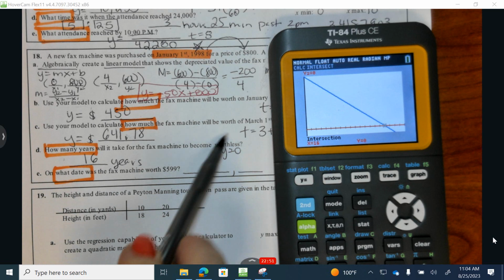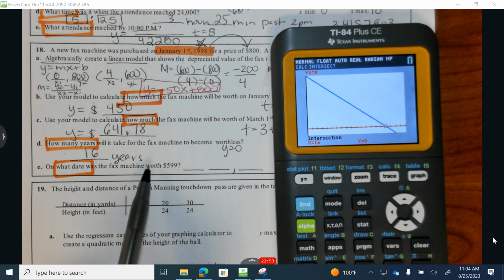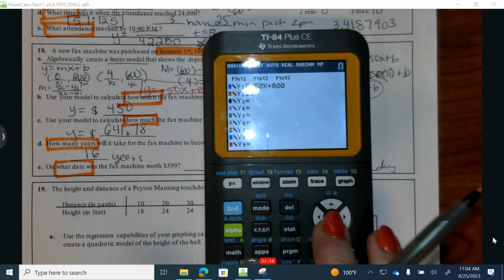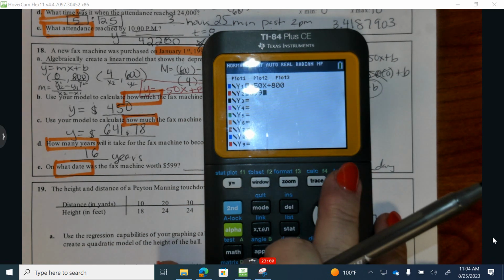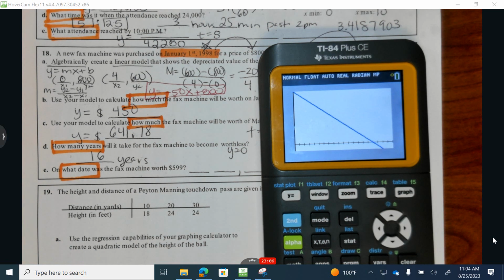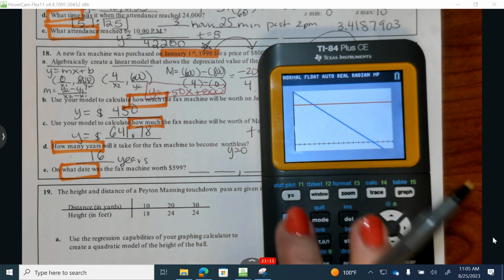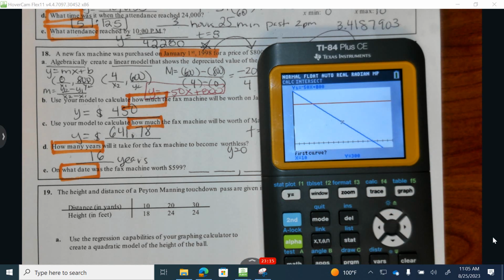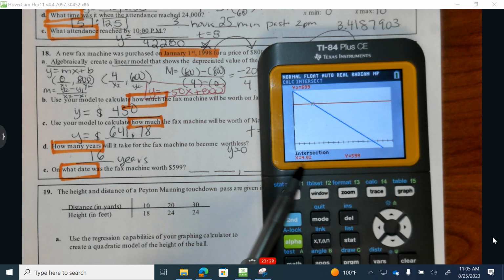So just like we asked when was it worthless, now we're saying when was it worth $599? Let's go back up here, go to y equals and change it to $599. We're not always going to get a nice whole number like 16. Second, trace, intersect, enter, enter, enter. I want to write this down off to the side. I'd like you to do the same.